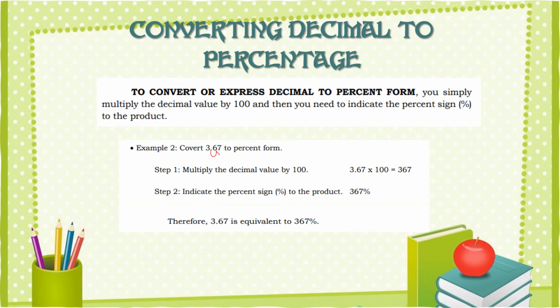So we have here 1, 2, and then that would be equal to 367%. So just moving the decimal point two places going to the right if we convert decimal to percentage. So please remember that. Okay, next.